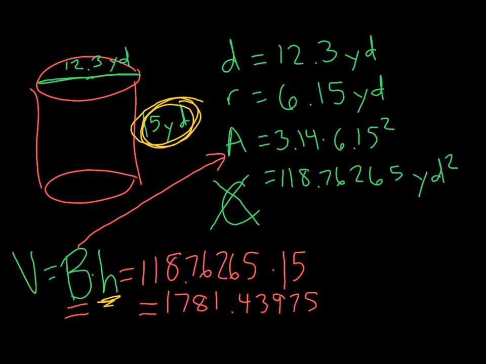Now this is three-dimensional. We are talking about the space inside of the cylinder, so I'm going to label it yards cubed. So there you have it. That's how we found the volume of a cylinder. Let's go ahead and take a look at one more cylinder.